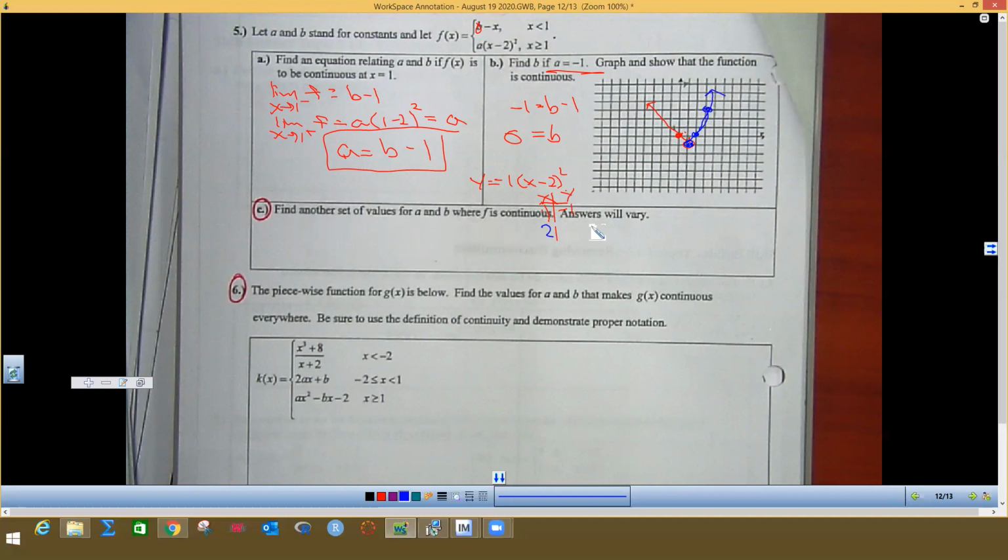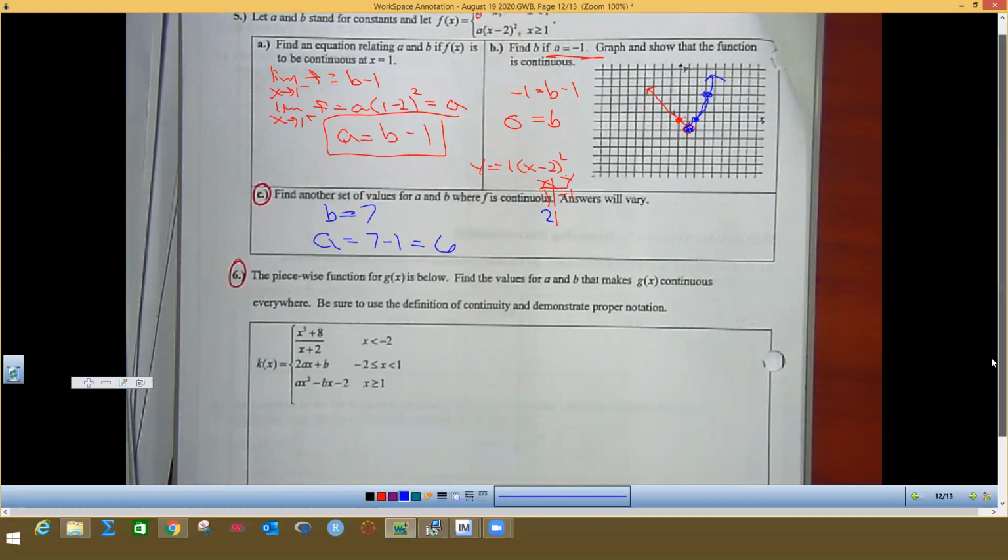So let's find another set of A and B that will make this continuous. So all you got to do is pick some B. Let's let B be 7. So A is going to equal 7 minus 1, which is 6. There's one that would work. You can let B be anything, plug it in here, and it will work.